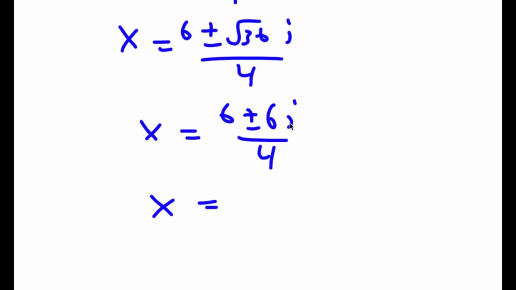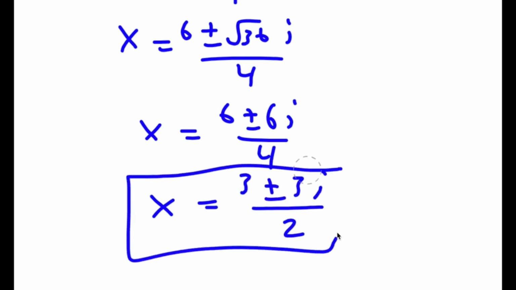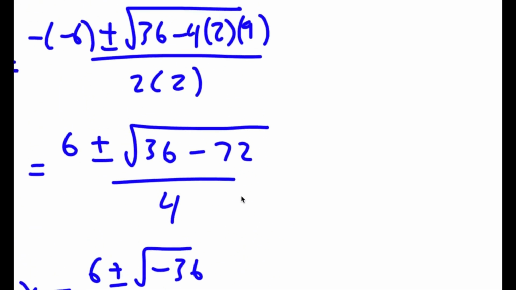And if I divide everything by 2 over here, I get 3 plus or minus 3i over 2. So these are two more solutions.